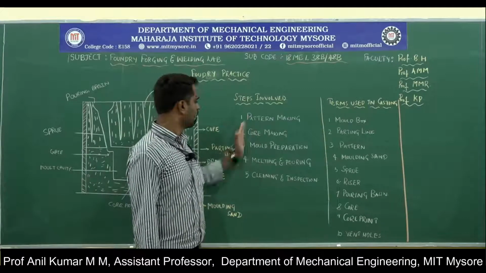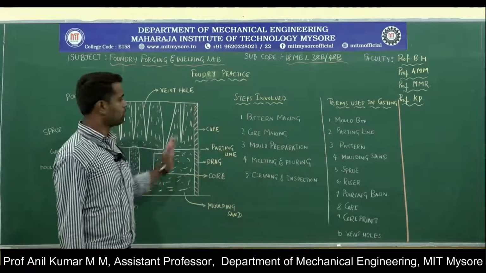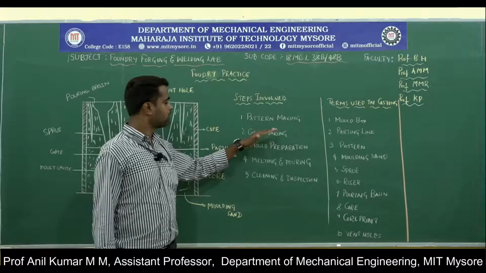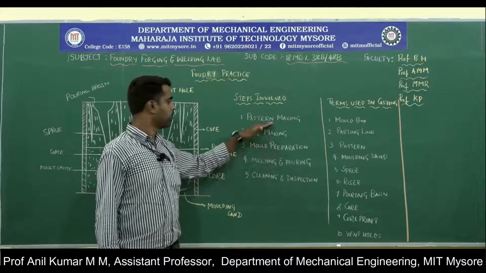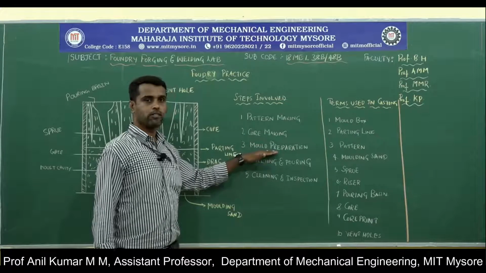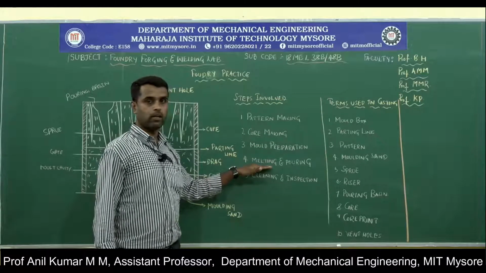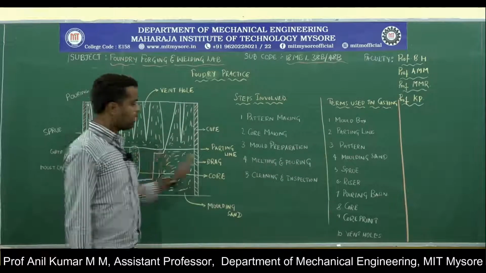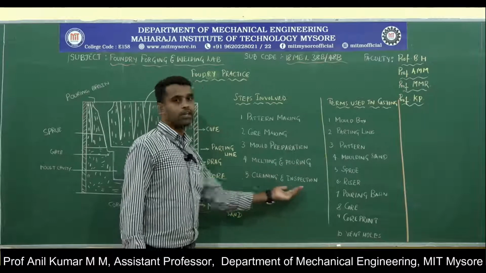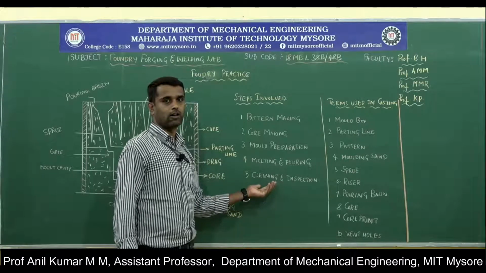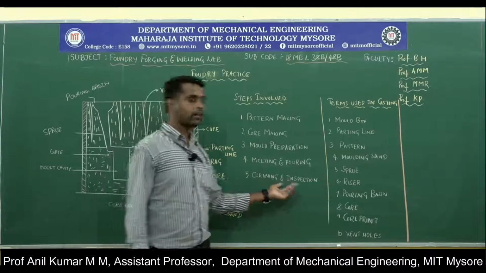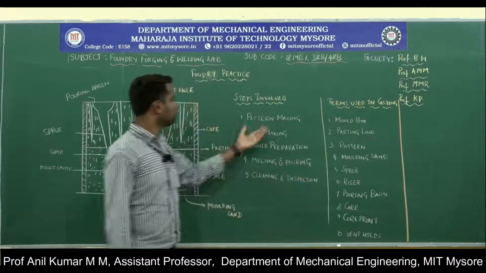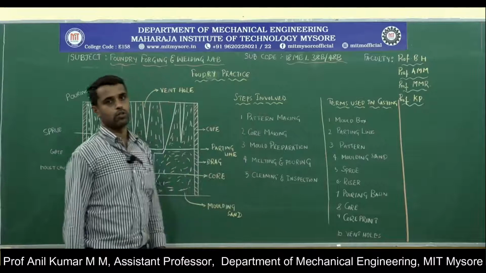Okay, these are the 5 basic steps involved in the casting process. First we have to prepare the pattern. After that, you prepare the core, and then we can prepare the mold with the help of the pattern and the core. After preparation of the mold, we can melt the material. After that, we pour that molten metal into the mold cavity, and then we send it for cleaning and inspection, where you clean the solidified part and check the dimensions and the defects. These are the 5 basic steps involved in the casting process.